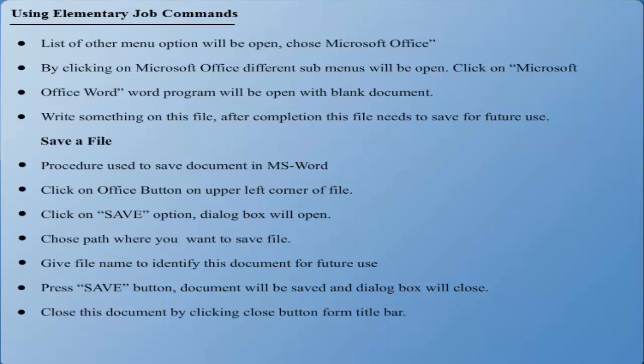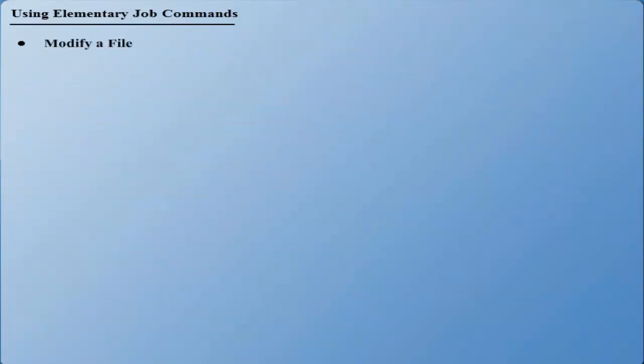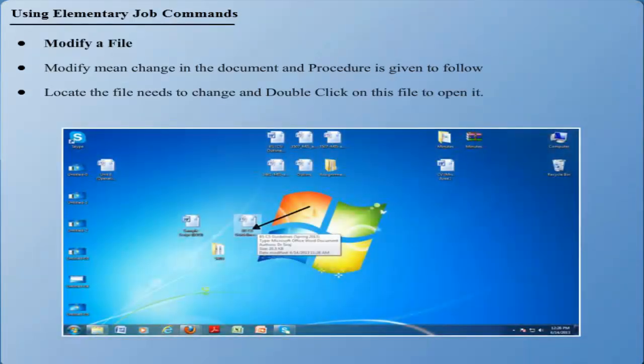Modifying a file. Modify means to make changes in the document. The following is the basic procedure of modifying an MS Word file. Number 1. Simply locate the file that needs to be changed, where you have saved it. Double-click on this file, then the file will open.